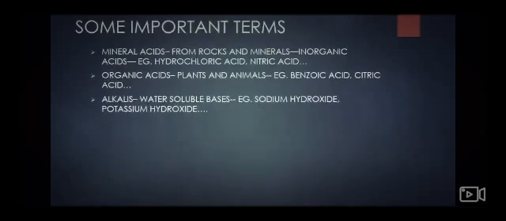Now, let us review some important terms related to acids and bases. What are mineral acids? Mineral acids originate from rocks and minerals. They are also called inorganic acids. Examples: hydrochloric acid, nitric acid, sulfuric acid. What are organic acids? Organic acids originate from plants and animals. For example, benzoic acid, citric acid found in lemons, formic acid found in the stings of bees and ants.